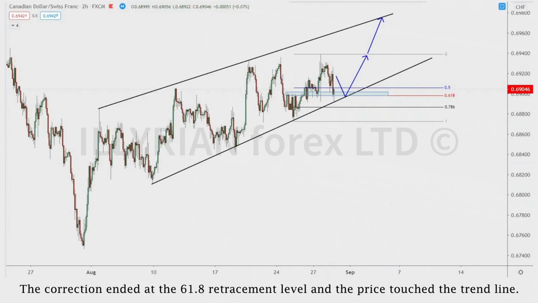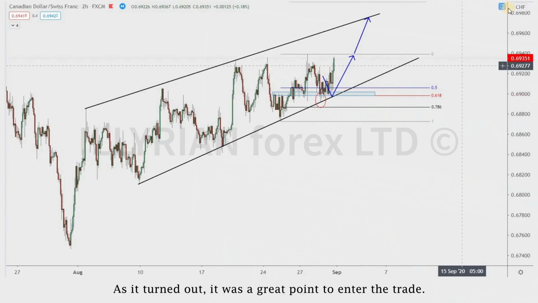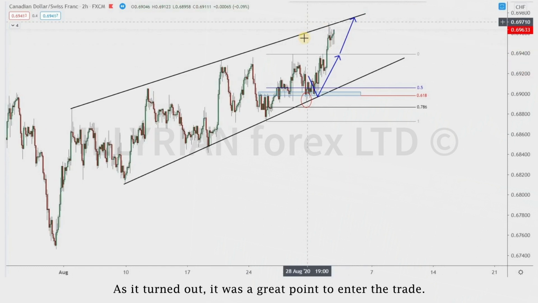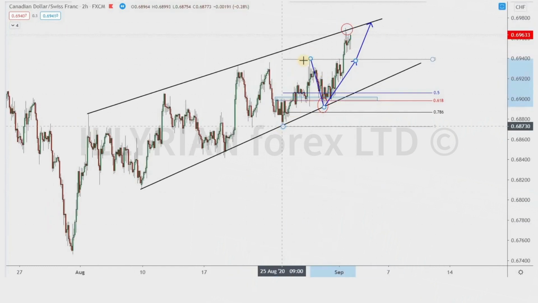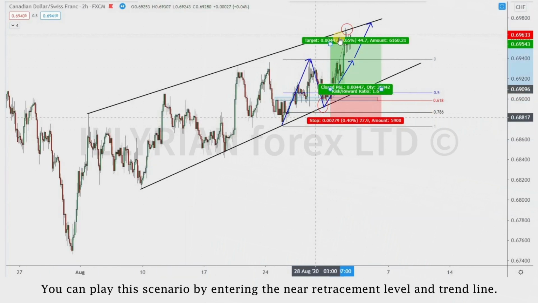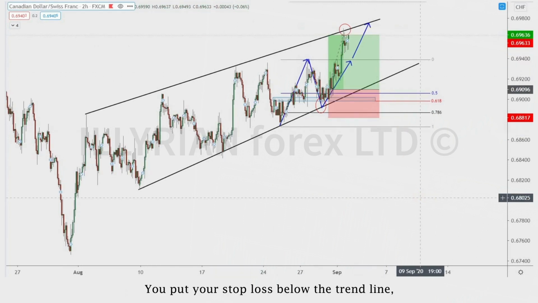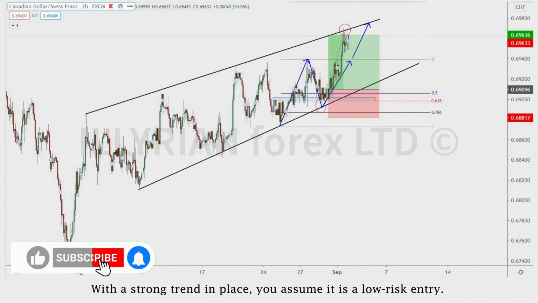The correction ended at the 61.8 retracement level, and the price touched the trend line. As it turned out, it was a great point to enter the trade. You can play this scenario by entering near the retracement level and trend line. You put your stop loss below the trend line, but not too far from it. With a strong trend in place, you assume it is a low-risk entry.